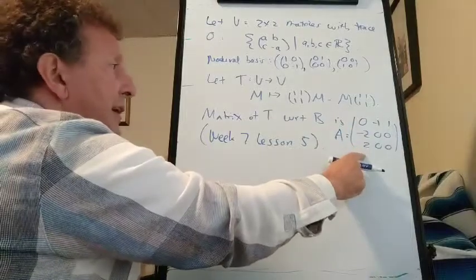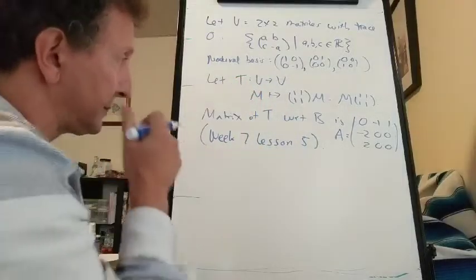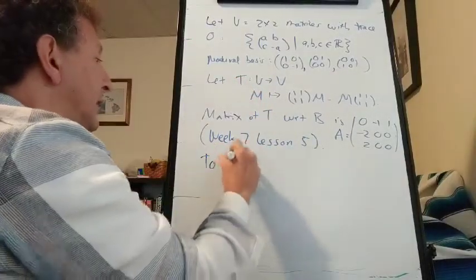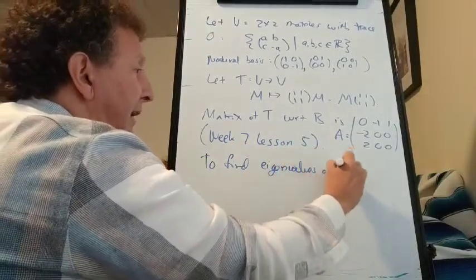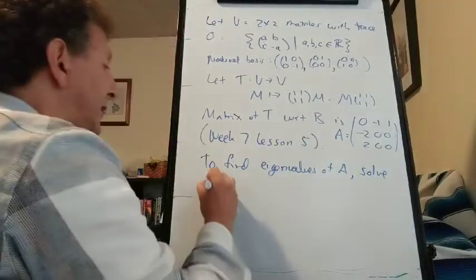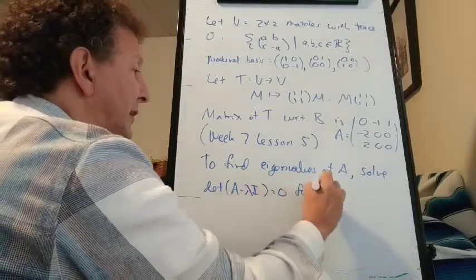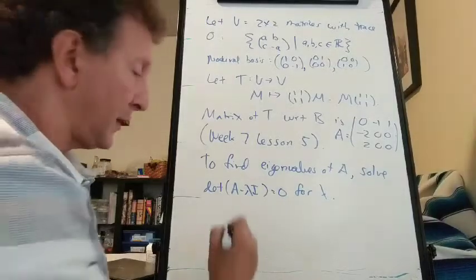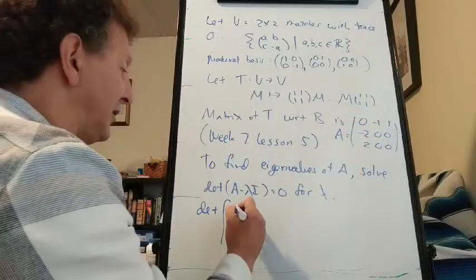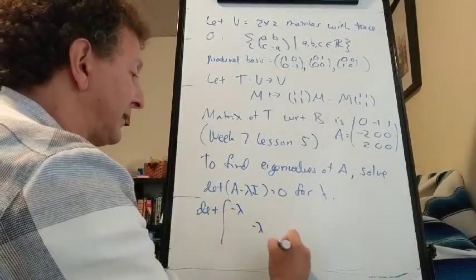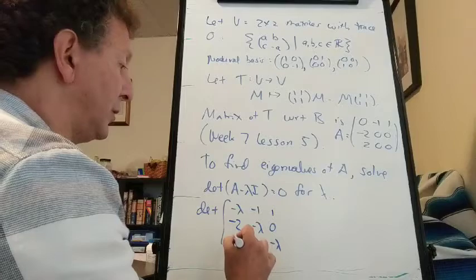Let's find the eigenvalues of A, the eigenvectors of A, and then figure out what elements of this vector space are the eigenvectors of T. So to find the eigenvalues of A, we'll solve the determinant of A minus lambda I equals 0 for lambda. So the determinant of, we'll subtract lambda from the diagonal entries, minus lambda, minus lambda, minus lambda, and then copy the other ones, -1, 1, 0, -2, 2, 0.